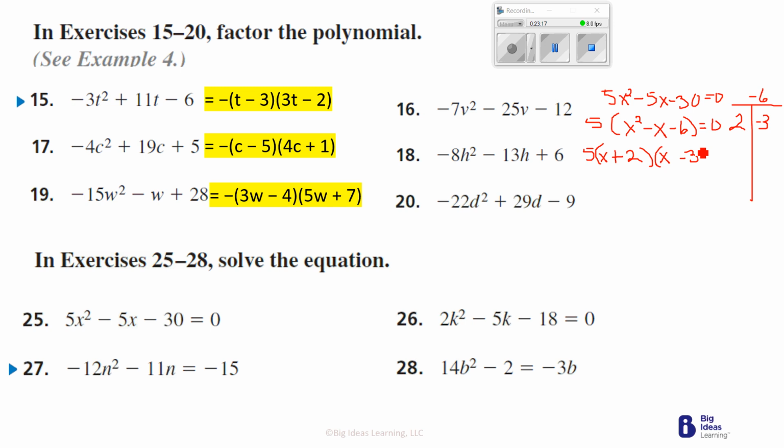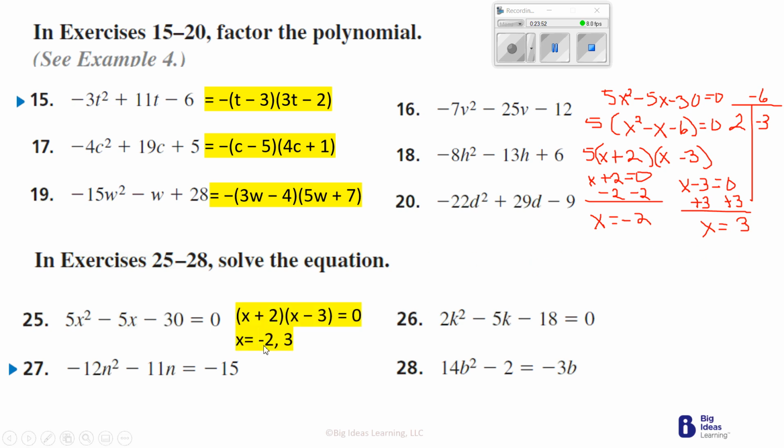Now I have to put everything to 0, right? So this is going to be x plus 2 equals 0. I'll subtract 2 from both sides. X equals negative 2. And over here, I'm going to put x minus 3 equals 0. And that's going to make me take 3 and add it to both sides. That's going to leave me with x is equal to 3. So my two roots are going to be negative 2 and 3. And there they are, negative 2 and 3.